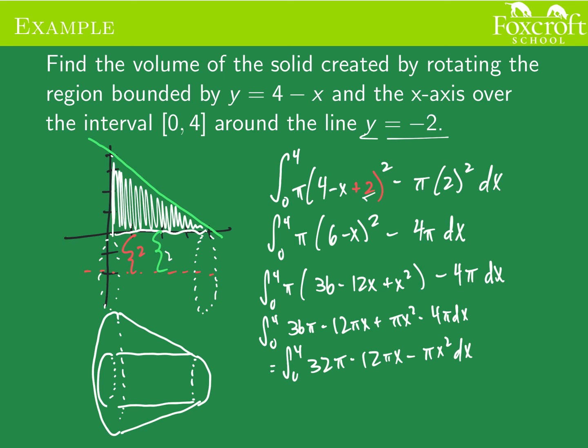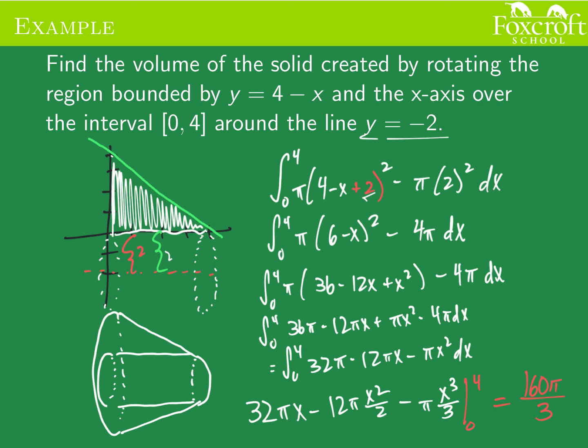And now I can take the antiderivative. All right, 32 pi x. This is going to become 12 pi x squared over 2. This can become x cubed over 3. I'm going to evaluate that from 0 to 4. And I'm running out of room to even pause the video and find the final answer, but the basic idea is you plug all this stuff in, do some subtraction, and you would end up getting 160 pi over 3.